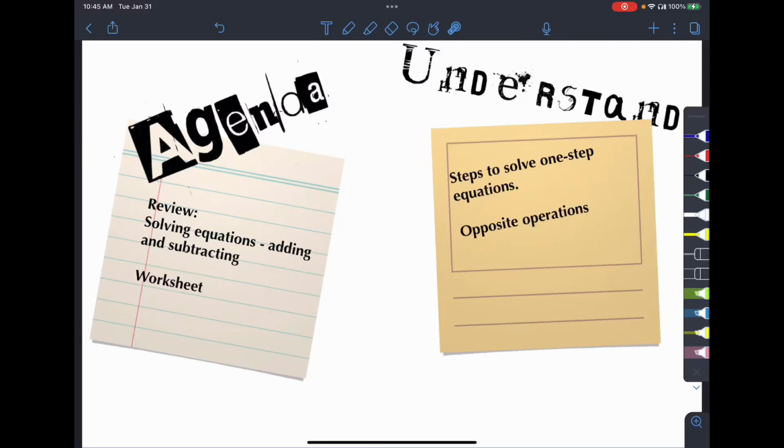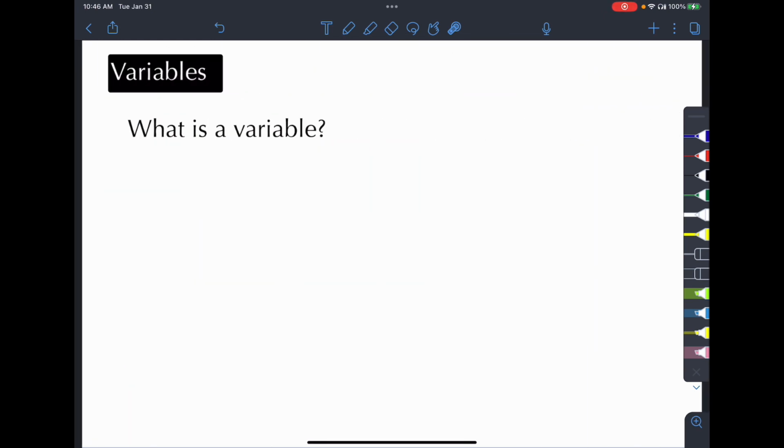In this video, we're going to talk about solving equations, and more particularly equations that involve one step and adding and subtracting. By one step, I mean there's only one thing we have to do to find the unknown in the equation. And then at the end, I'll hand out a worksheet for everybody. What I hope you'll understand is the steps to solve a one-step equation, as well as an idea of opposite operations. Let's get started.